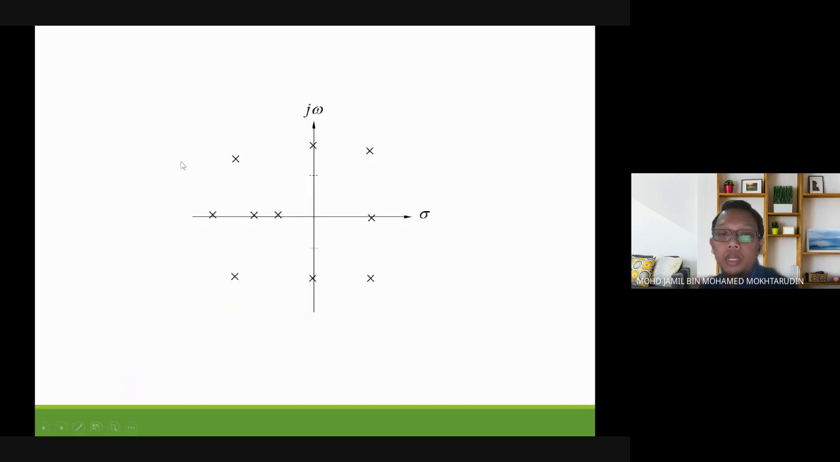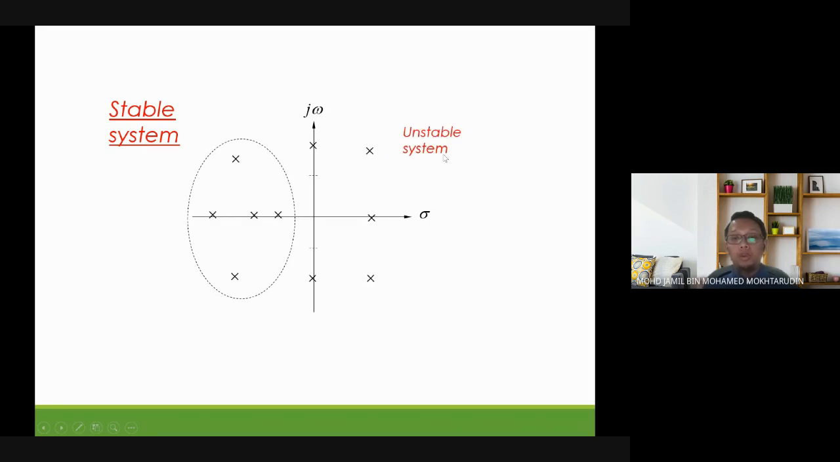Okay, so let's summarize the system stability based on poles location. A stable system will have poles located on the left hand side. If your system or transfer function has all the poles on the left hand side, then the system is stable. Meanwhile, if one of your poles is located on the right hand side, then the system is unstable.